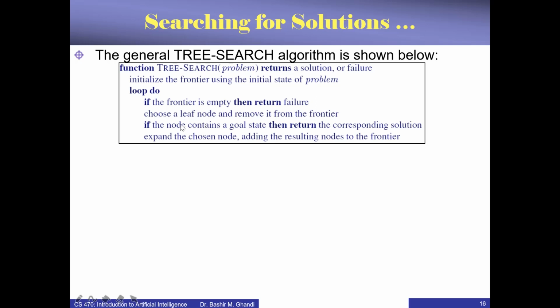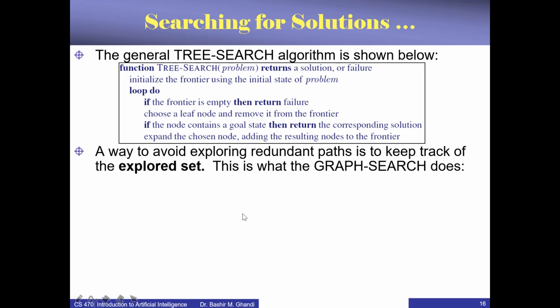Now, if it is not the goal, then you have to expand that particular node by looking at its successors. So expand the chosen node, adding the resulting nodes to the frontier. So this will add more nodes to the frontier, and then you start again. So this is the tree search algorithm. As we saw in the example there, one of the problems with tree search is that it can result in an infinite loop, because here there is no condition to check whether we have visited that particular node earlier. So we may be going back and forth between one node and another and end up in an infinite loop.